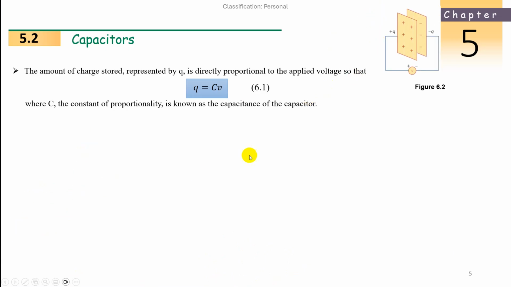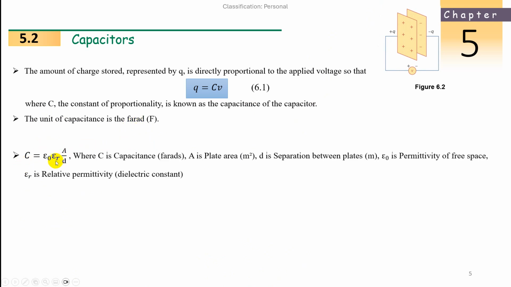So see here, same figure. The unit of capacitance is farad, capital F. What is the capacitance C as per the construction of these plates? This C is nothing but epsilon naught, epsilon R, A by D. For resistance, it was L by A, but here it is area by distance.